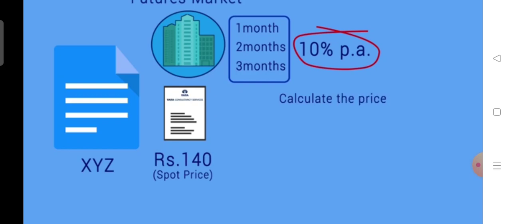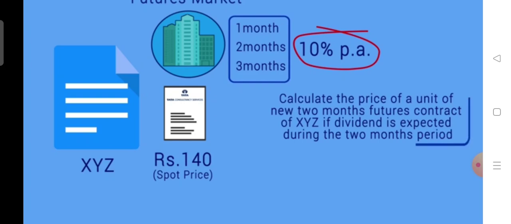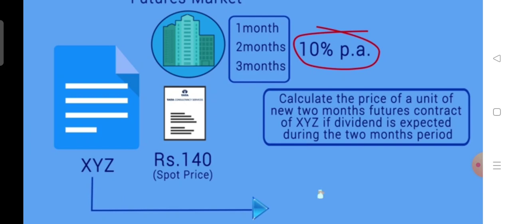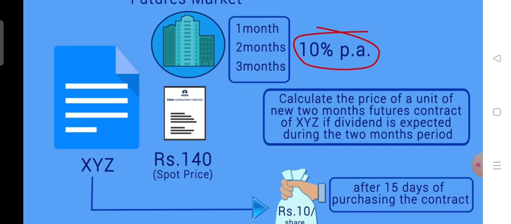Calculate the price of 1 unit of new 2 months futures contract of XYZ if dividend is expected during this 2-month period. Consider XYZ will be declaring a dividend of rupees 10 per share after 15 days of purchasing the contract.